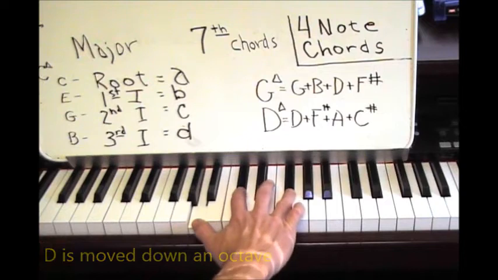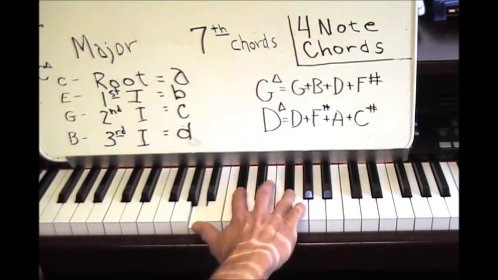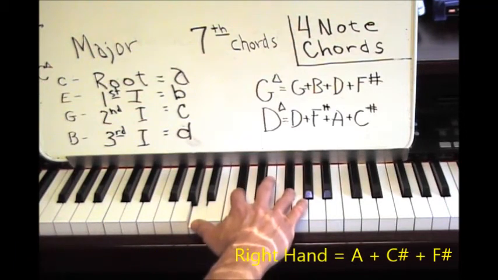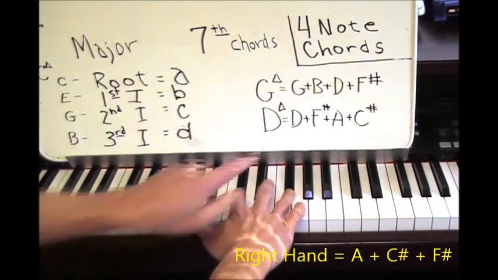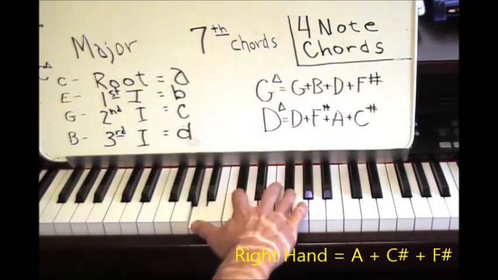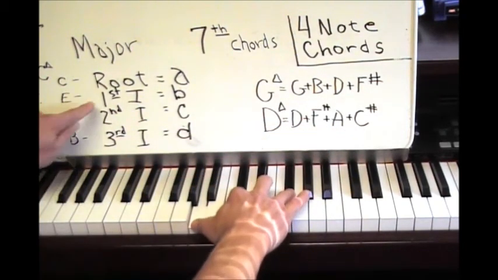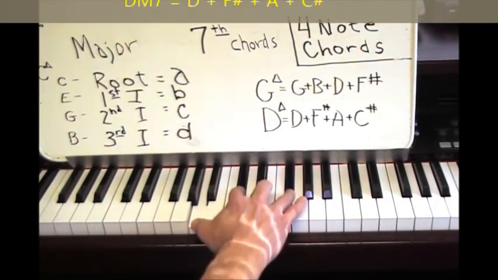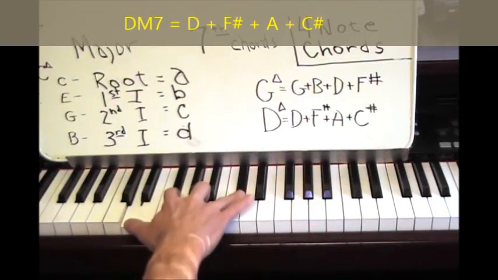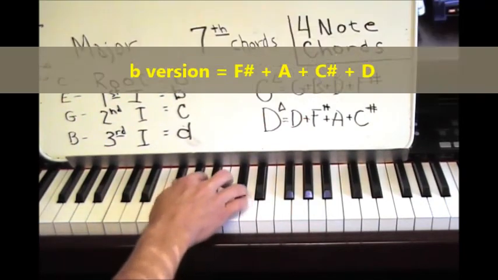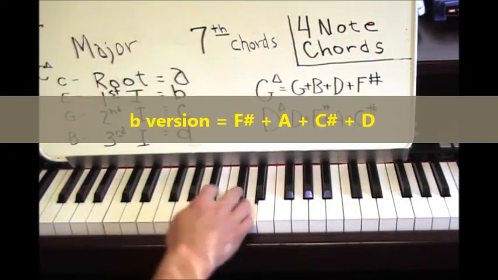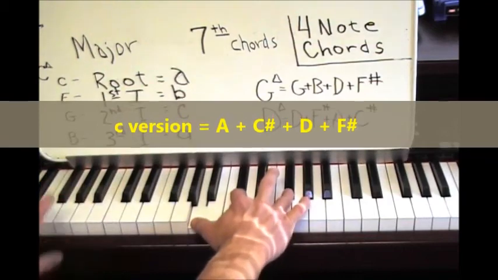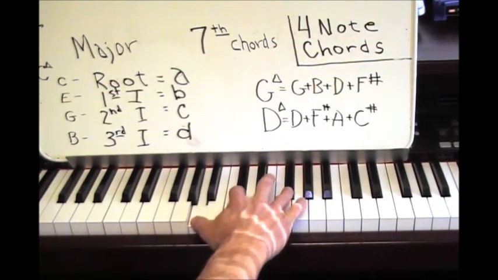But notice with the D that what he's really playing there, he's got the D way down here, but up here he's got A, C sharp, and F sharp. So that is the second inversion, that would be the C version of the D major 7 chord. So the D major 7 is D, F sharp, A, and C sharp. The first inversion would be F sharp, A, C sharp, and D. And the second would be A, C sharp, D, and F sharp. But what he does is he pulls the D out and moves it down an octave.